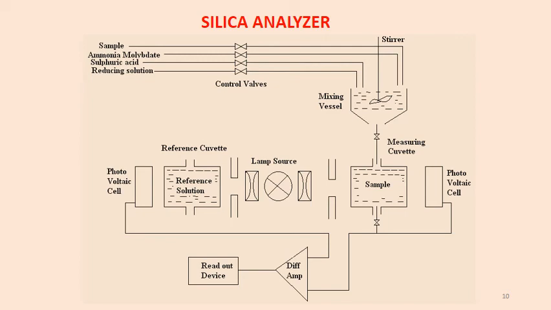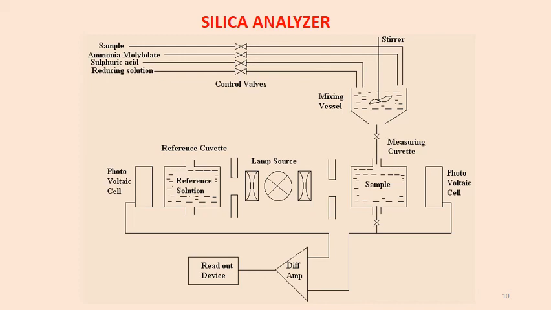After preparing the sample, the measuring cuvette is filled with the sample and the reference cuvette is filled with the solution having a known concentration of silica ions. The light source is allowed to pass through both the measuring and the reference cuvettes. The transmitted light rays are detected by the photovoltaic cells.